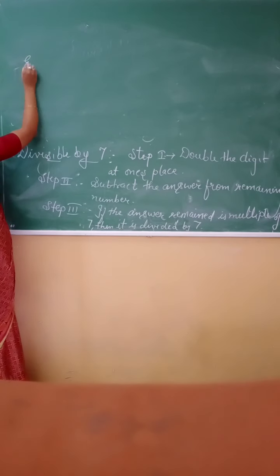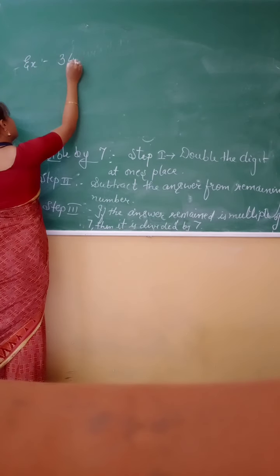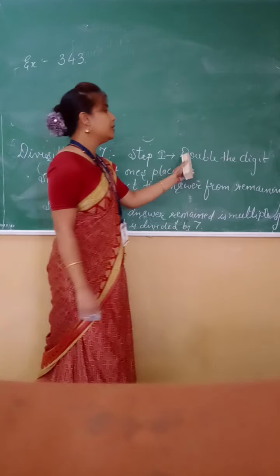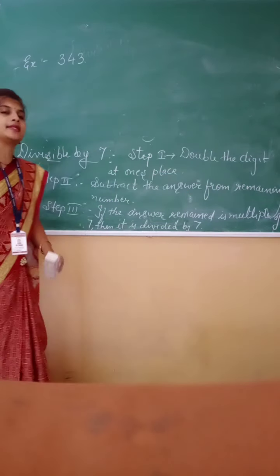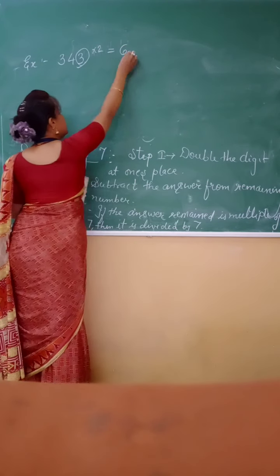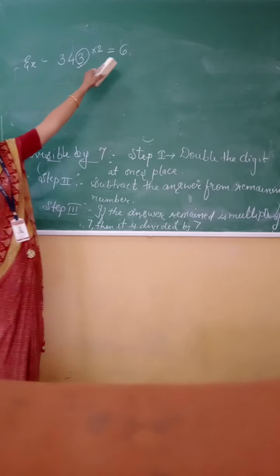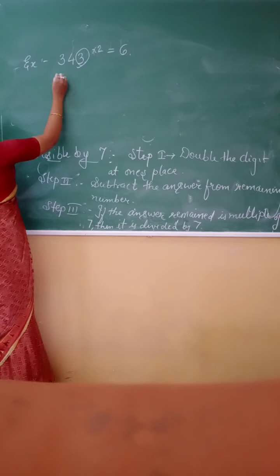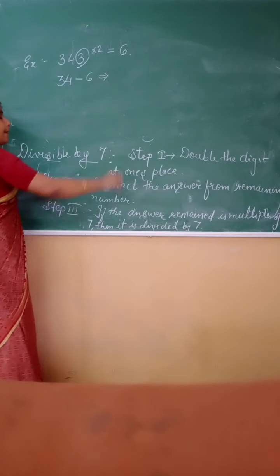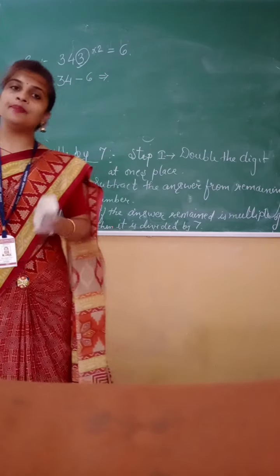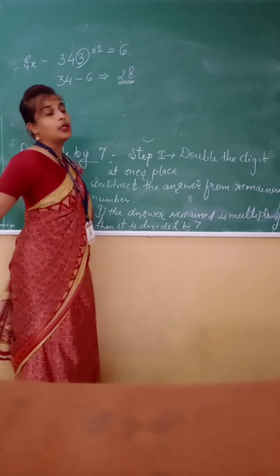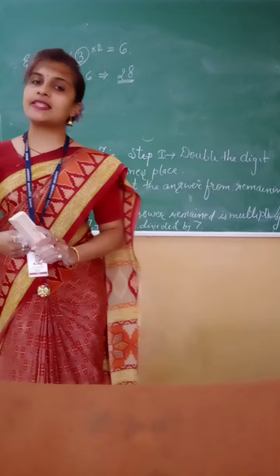Suppose you are having any number as 343. What you have to do? In the step 1, double the digit at one's place. One's place की digit है 3. 3 को हमने double किया, it becomes 6. Now this 6 we will subtract from the given number. 34 minus 6. What is 34 minus 6? Give the answer. Yes, it is 28.